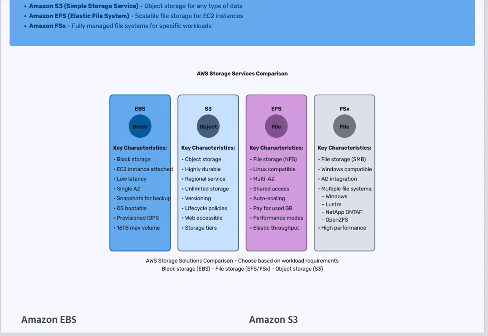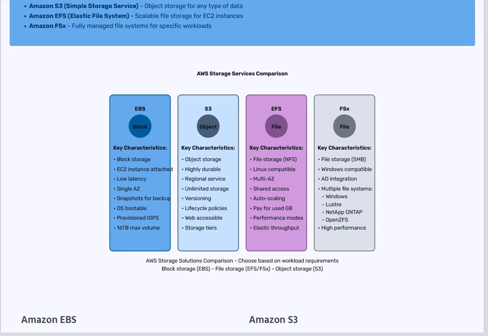Okay. So EBS is OS bootable. You can use it for OS bootable. S3, lifecycle policies. EFS, pay for whatever you use at the GB level. And then EBS, you can get provisioned IOPS, that's a performance measure. And S3 can be accessed through the web, web accessible.